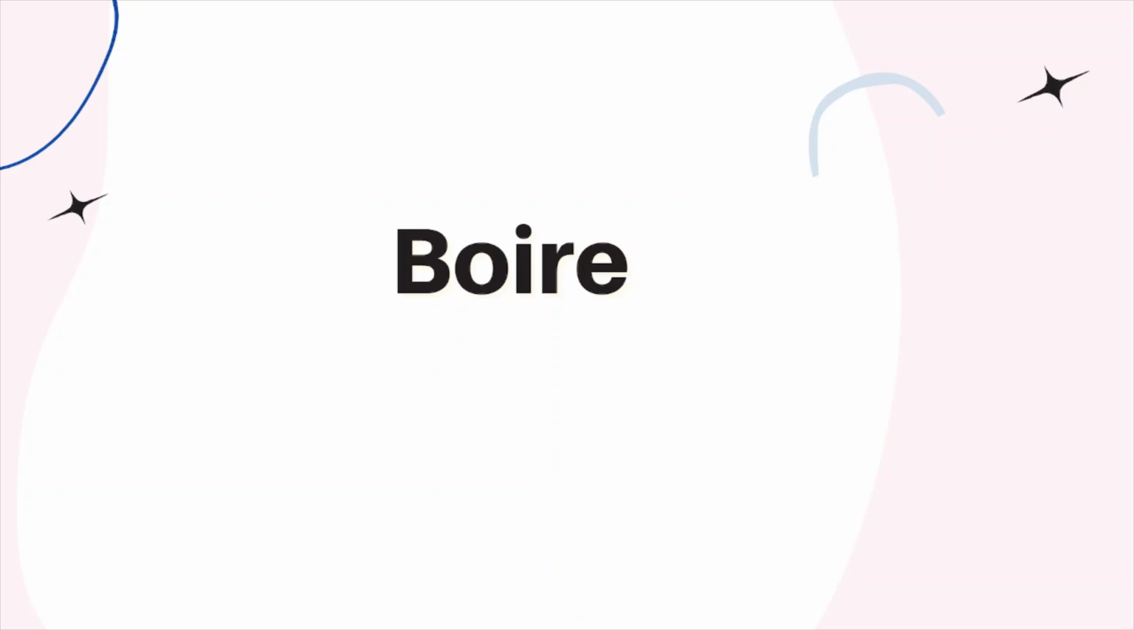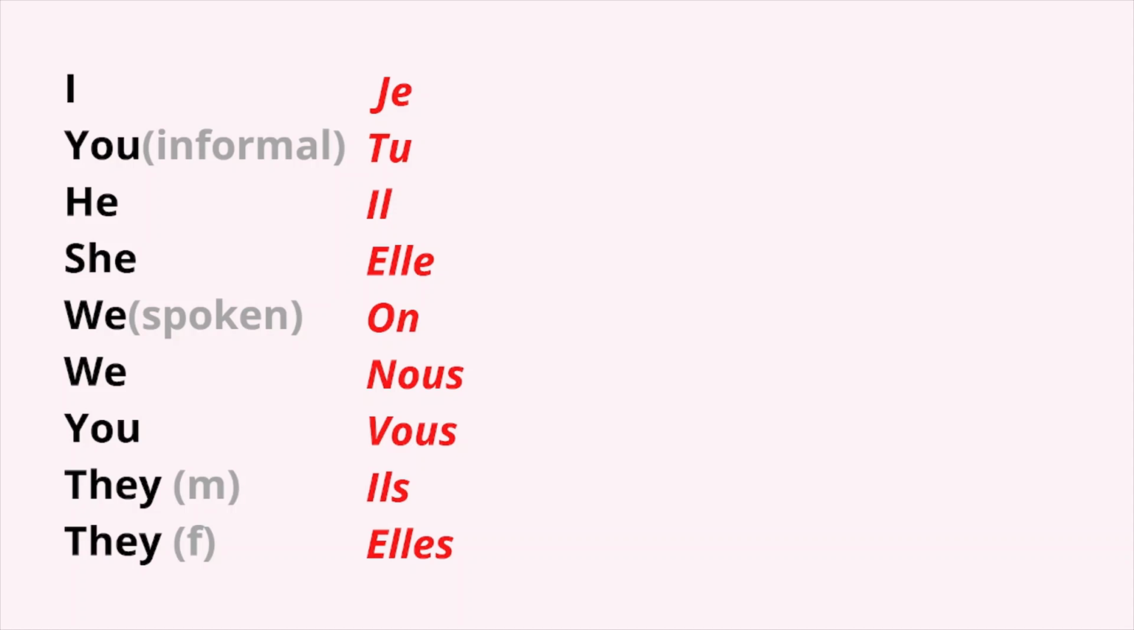Boire, that is to drink. So first of all, let's have a look at the subject pronouns. The subject pronouns that we have in French are je, tu, il, elle, on, nous, vous, il and elle.